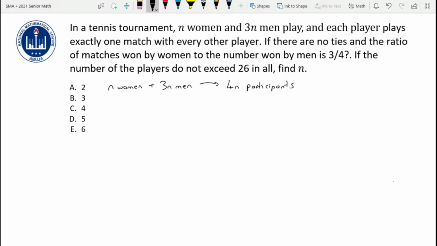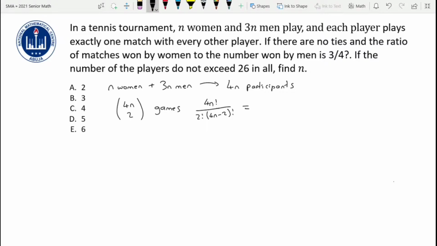So the total number of games they're going to play will be 4n combination 2. The reason for this is that we're told that each player plays exactly one match with every other player. So every pair of participants are going to play a match with each other. So that's why we have 4n combination 2 games in total. So we're going to go ahead and expand 4n combination 2. That's going to be 4n factorial over 2 factorial times 4n minus 2 factorial.